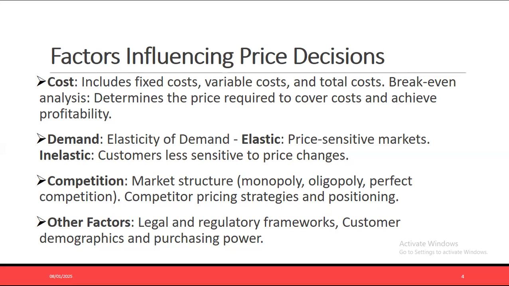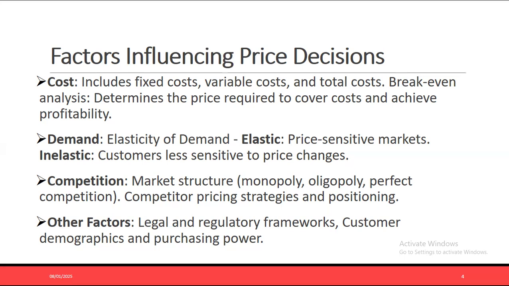Another factor that influences price decision is the demand. Okay, so you know that when demand is high, sometimes it can affect the price. So you can have the elasticity of demand where if demand is elastic, then it means that the market is sensitive to price, so that an increase or decrease in price can affect demand.